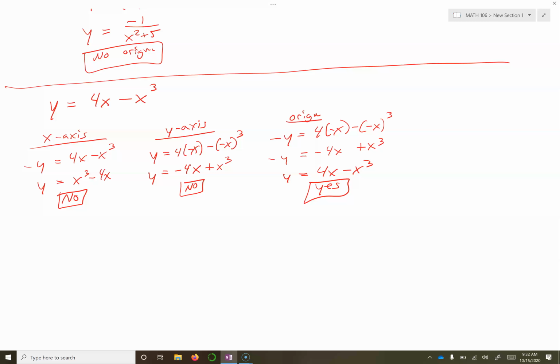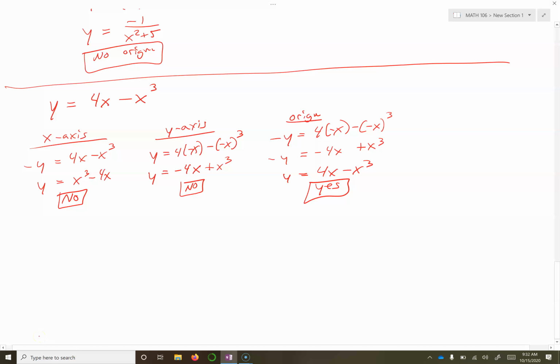Yes, sir. Can you assume that if the x-axis and the y-axis are both no, that origin is yes? No, because there are some that have no symmetry at all. Okay. So, folks, that's it.